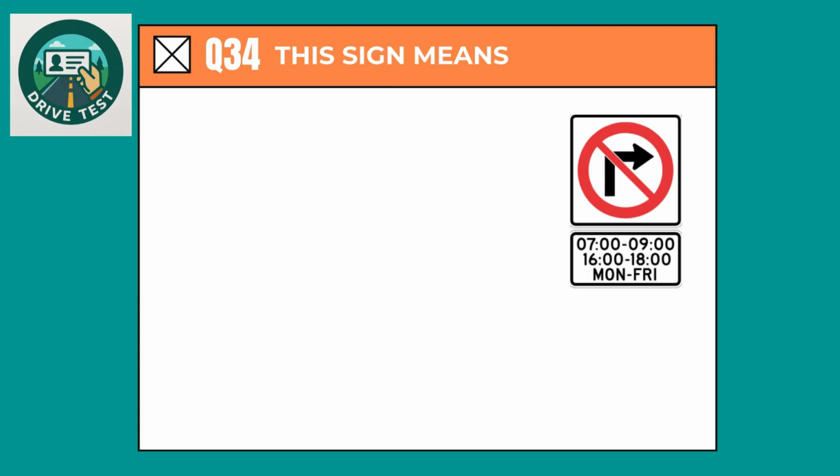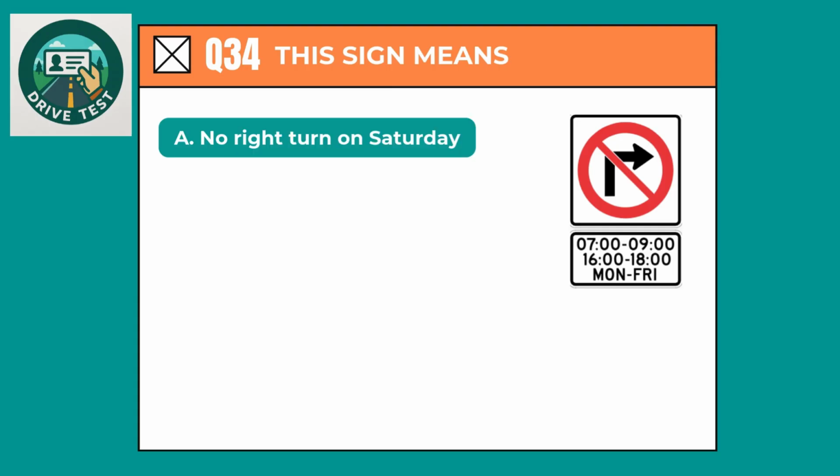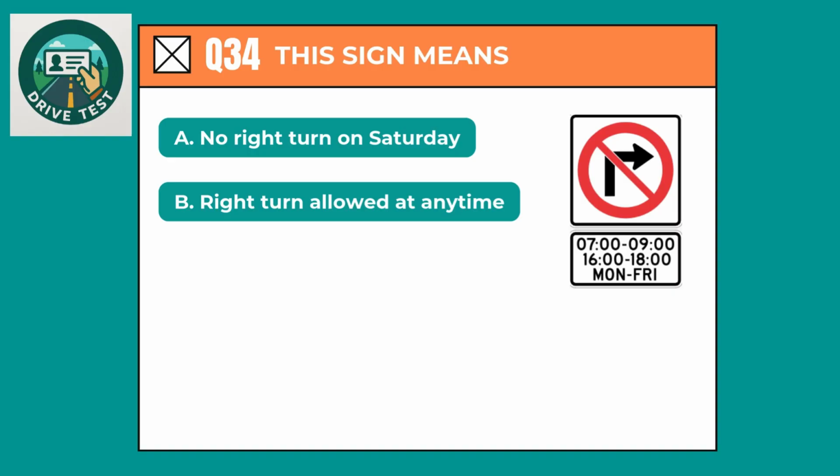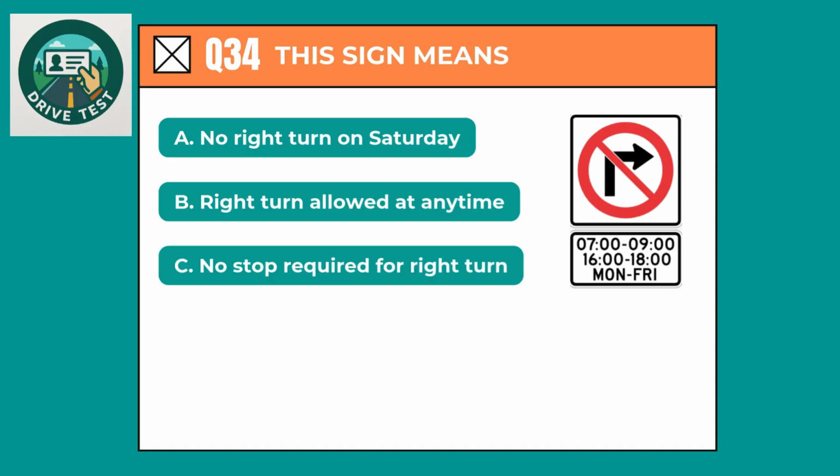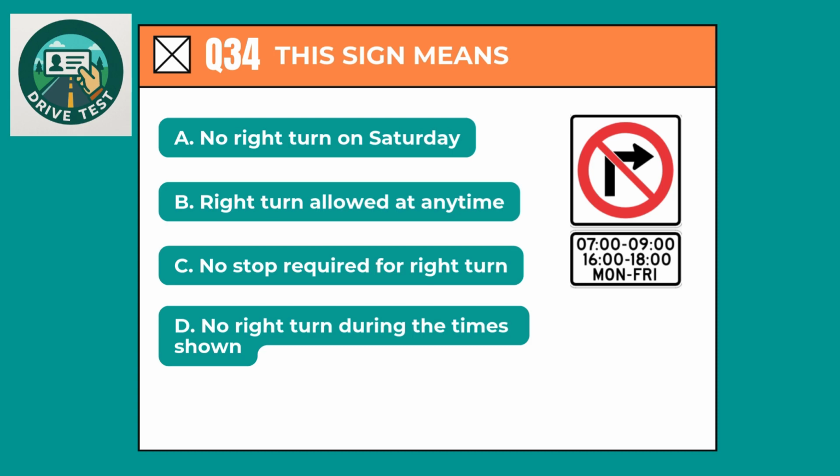Question 34. This sign means A. No right turn on Saturday. B. Right turn allowed at any time. C. No stop required for right turn. D. No right turn during the times shown. The correct answer is D. No right turn during the times shown. Check time window when turning right.